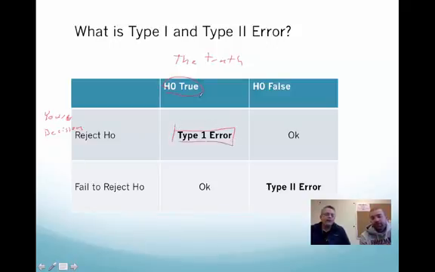But if H0 is true and you fail to reject, that's fine. You're in the clear. You didn't reject something that was true. You did exactly what you were supposed to do. All right, so this is a little smiley.